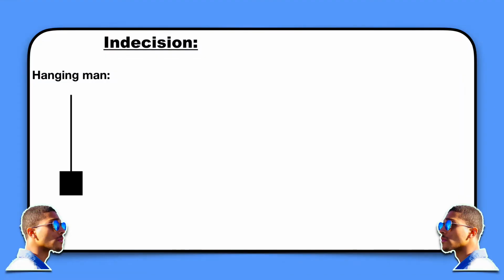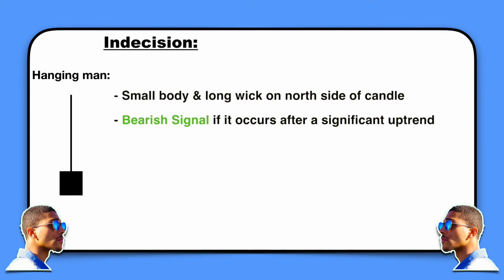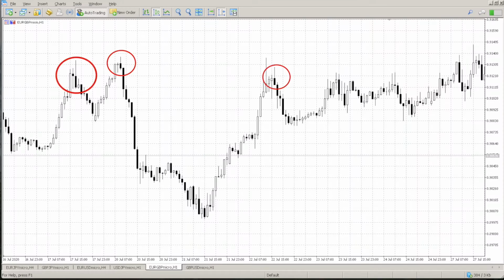Now let's look at the hanging man. A hanging man has a small body and a long wick on the north side. The body is small in comparison to the wick. It is a bearish signal if it occurs after a significant uptrend. Let's see how these look on the chart. Hanging men appeared just after the market rallied, and after the hanging man appeared, the market reversed directions and started dipping. What I wanted to highlight to you with these hammers and hanging men is that long wicks on the north or south side of the candles are strong indications of potential market reversals.